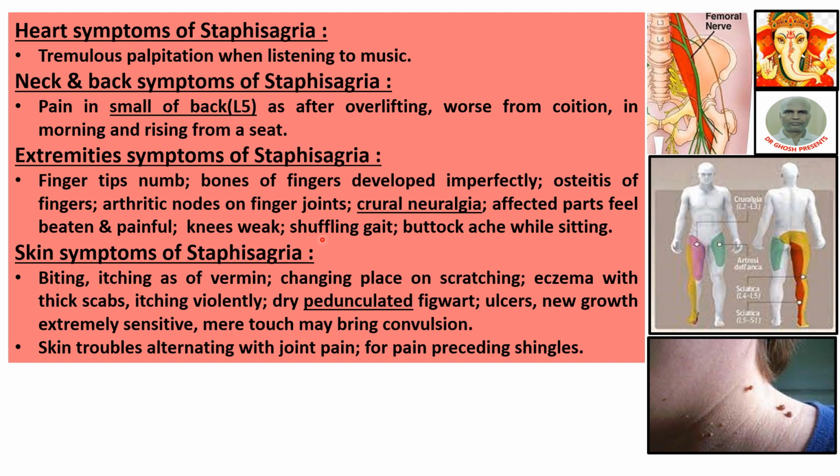Skin symptoms of Staphisagria: biting, itching as of vermin, changing place on scratching, eczema with thick scab, itching violently, dry pedunculated figwarts. Pedunculated figwarts are warts which have a fine stalk attached to the skin, and the wart is a few millimeters above. This is called pedunculated. Some warts have no peduncle and are just flat on the skin. In case of pedunculated figwart, Staphisagria is one of the medicines.